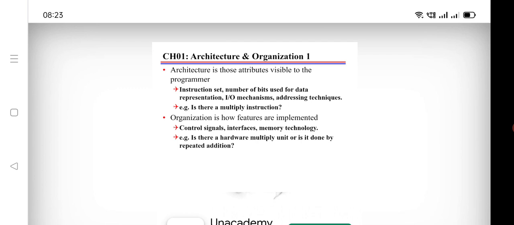An example for this is: is there a multiply instruction? To go for multiplication, is a multiplication instruction available or not? That is your architecture.